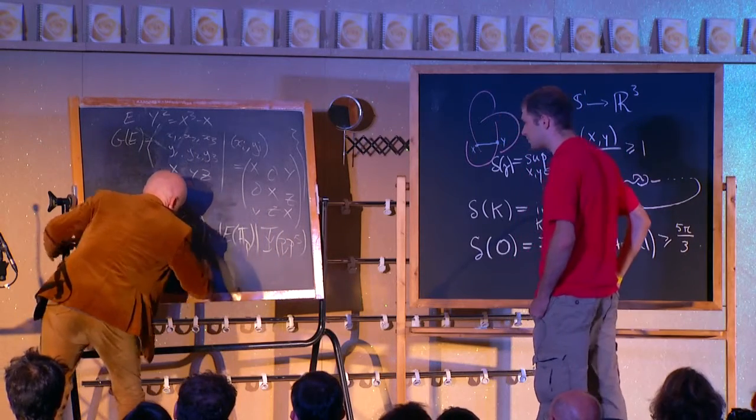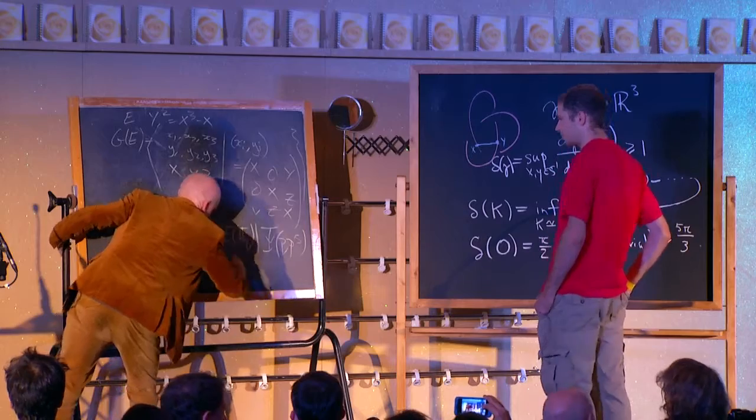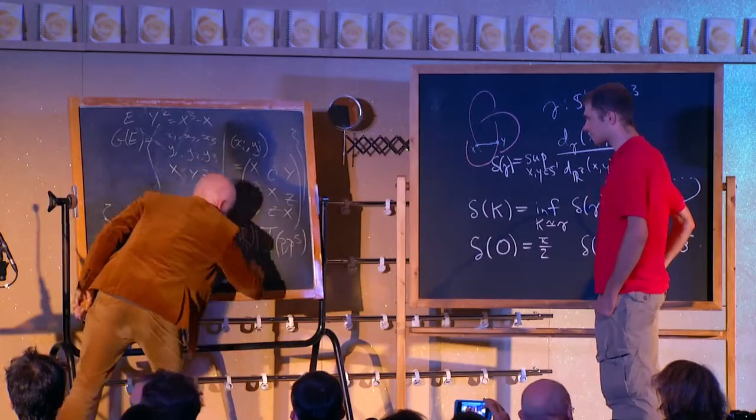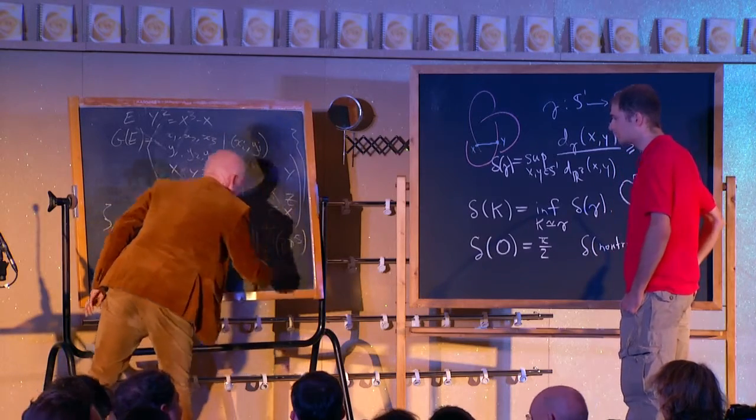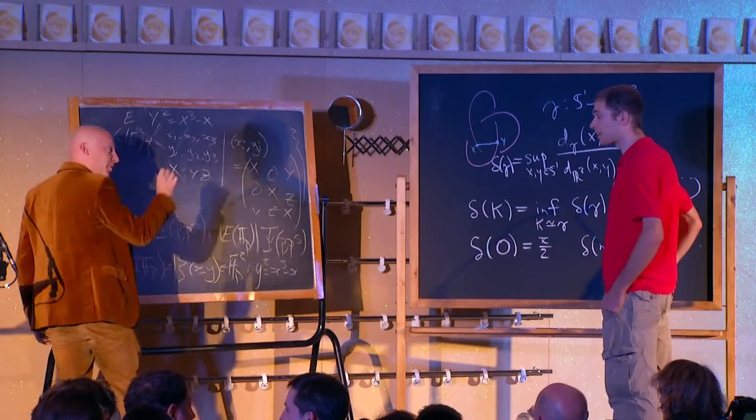So it's the cardinality of (x, y) in F_p squared such that y squared equals x cubed minus x, which of course is the elliptic curve that Gauss did in his diary. It was the last entry of his diary.